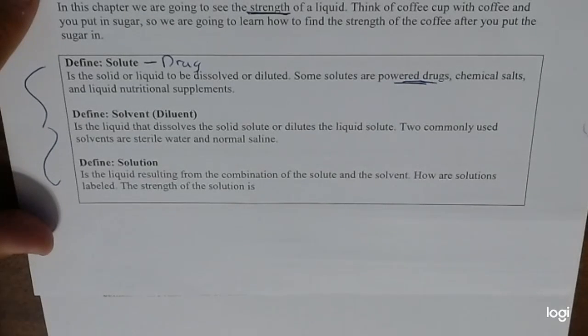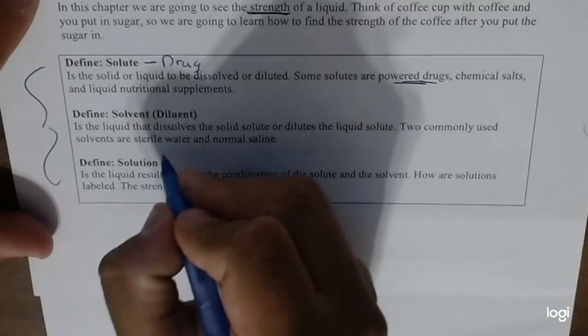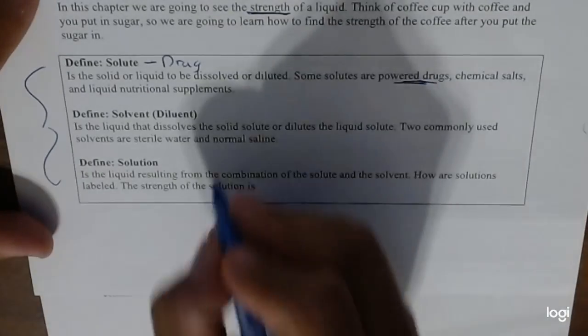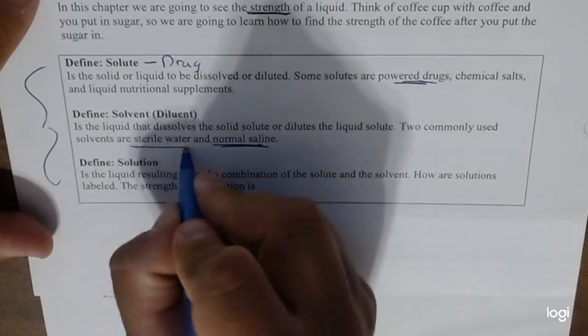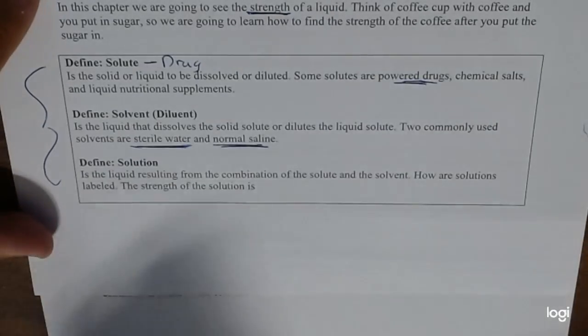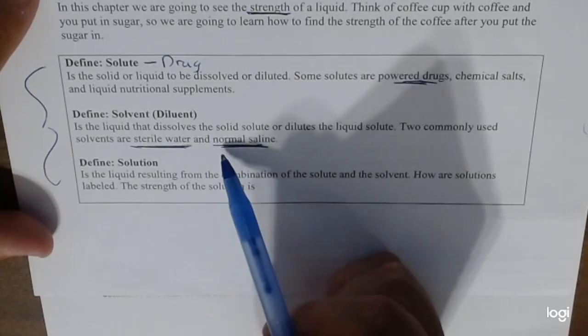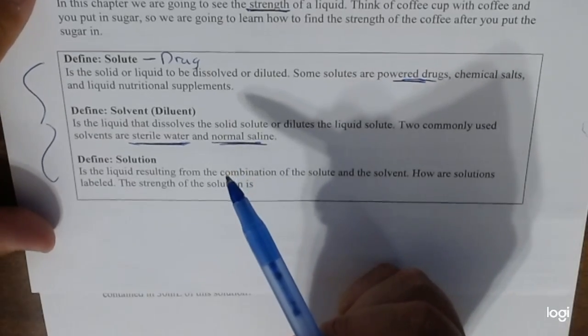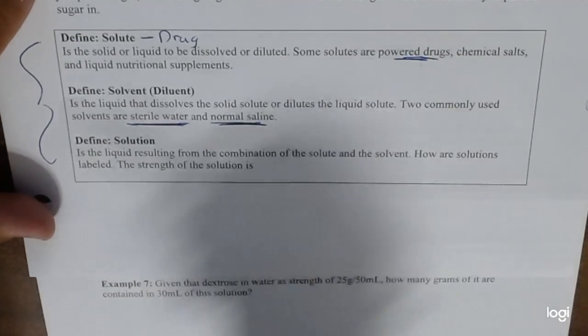The solvent, or another word for it, diluent, is a liquid that dissolves a solute. In our case, there are two commonly occurring ones: normal saline and sterile water. Essentially, we're going to put the drug into sterile water or normal saline to dilute it, meaning make it less strong, so it's easier to drink or go through the body.